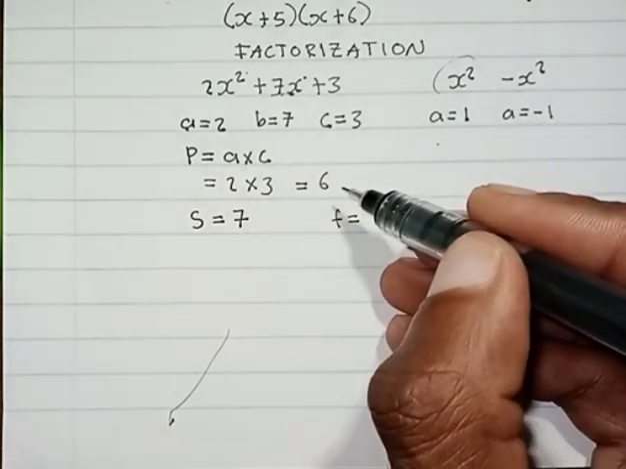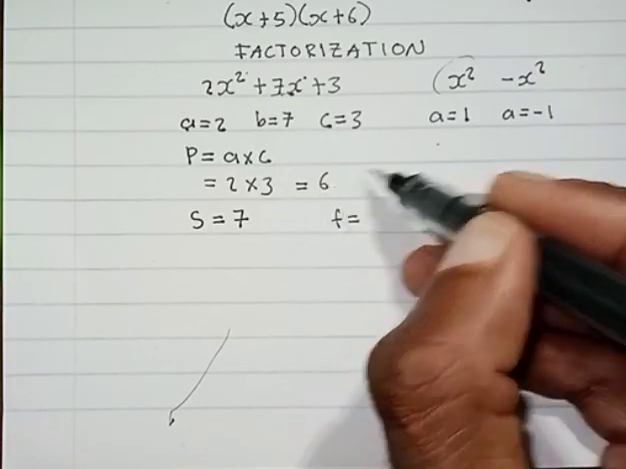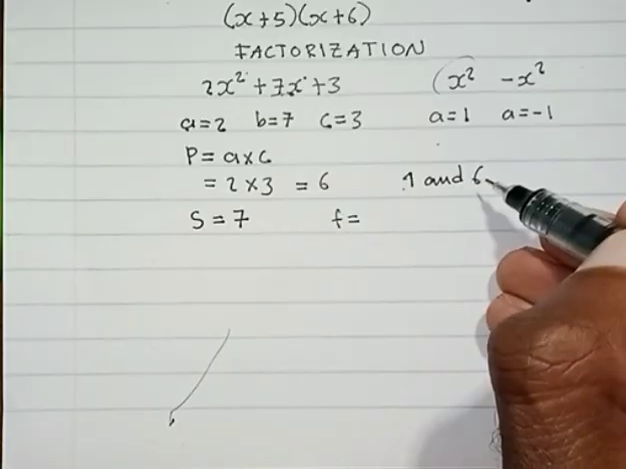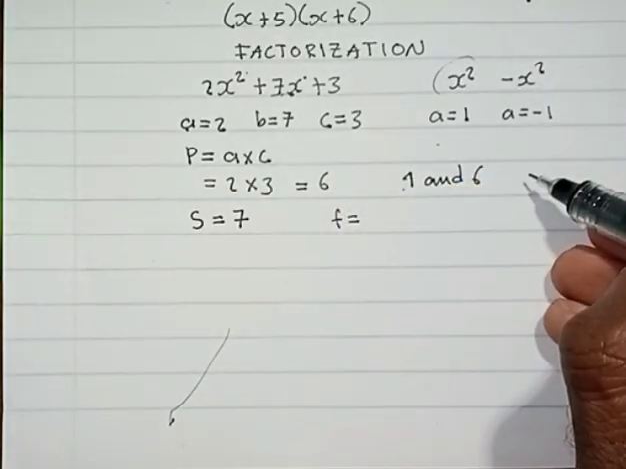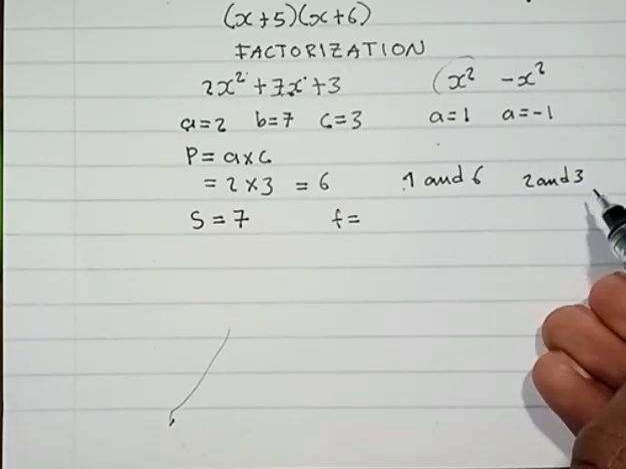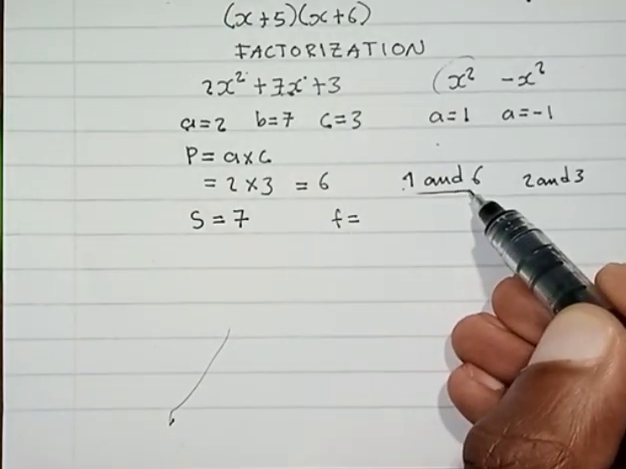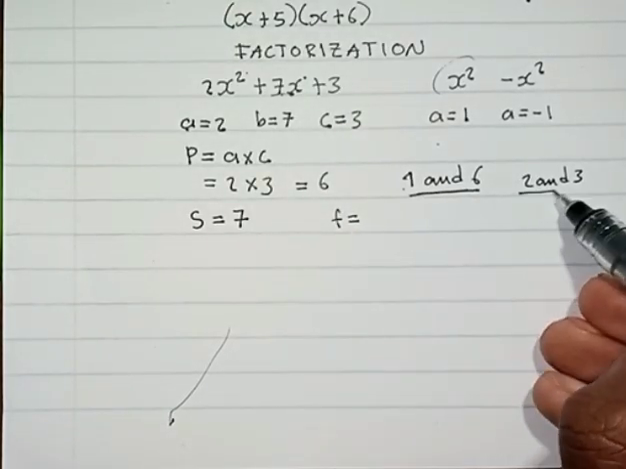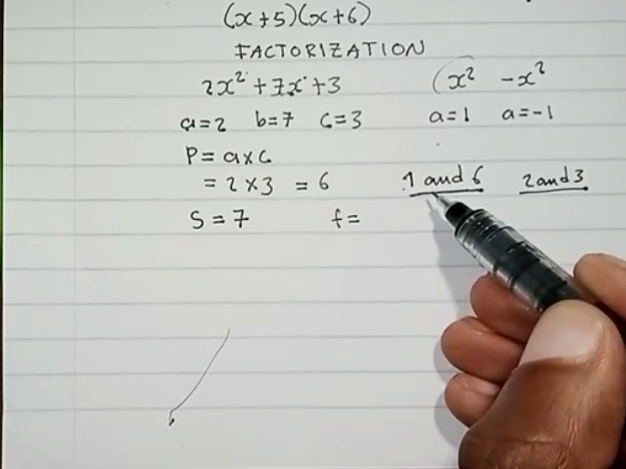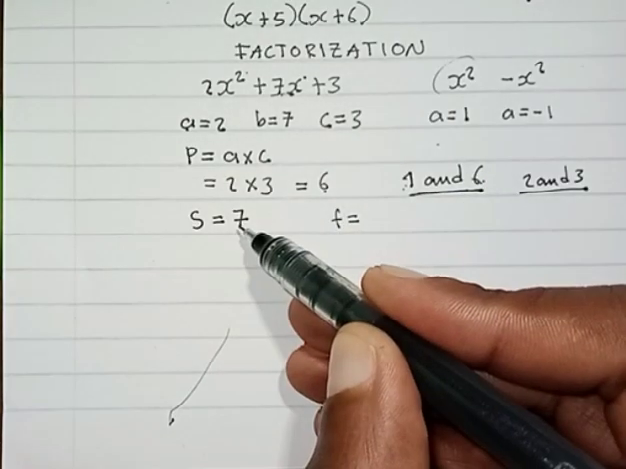Okay? So what I know is that the possible numbers which multiply to give 6 are 1 and 6. So 1 times 6, we get 6. Then the other possible numbers, we have 2 and 3. 2 times 3, we get 6. So which ones are we going to pick? Are we going to pick 1 and 6 or 2 and 3? The best option is 1 and 6. Why? Because 1 times 6 is 6, and 1 plus 6, we get 7.